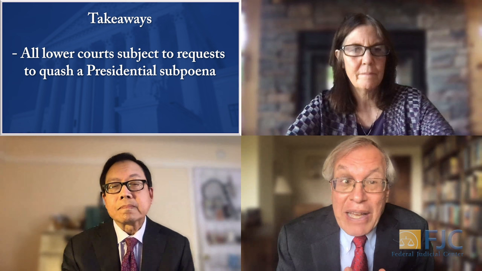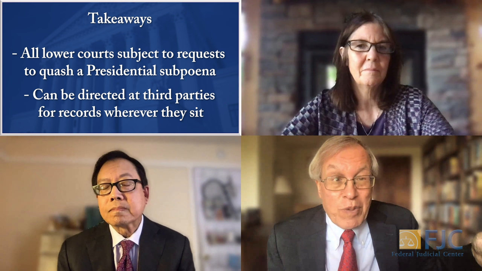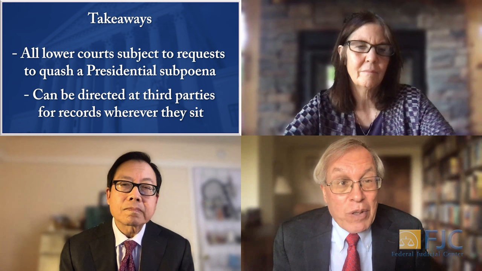And there are going to be congressional subpoenas in the future. The congressional subpoenas are directed at the president's accountants or the president's banks or whoever has the president's records, wherever they might be located. In fact, of these three cases, two arose in the Southern District of New York, because that's where the accountant and the bank were. One arose in Washington, D.C.